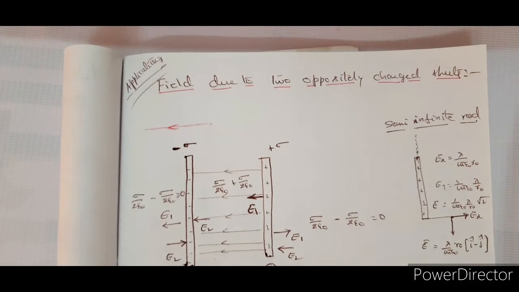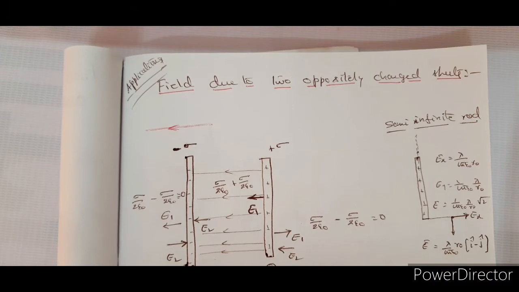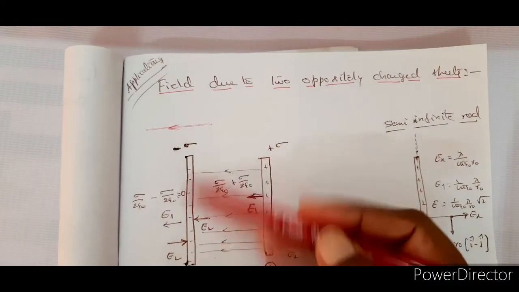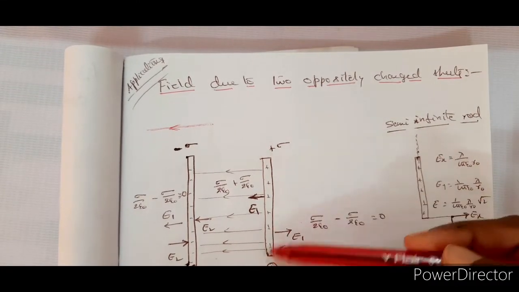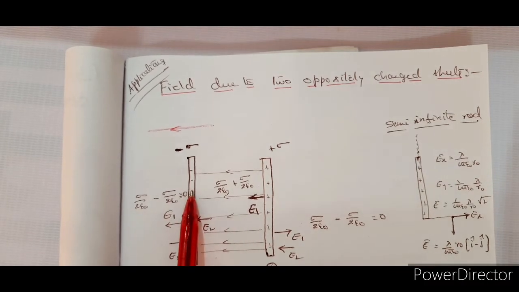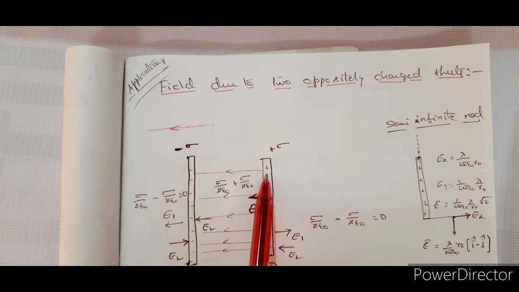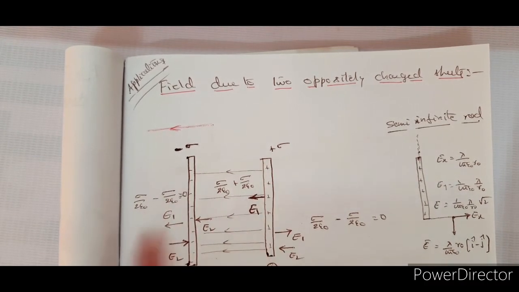So now what do you see on the screen? Field due to two oppositely charged sheets. That means you are taking them as infinite sheets. So when you talk about infinite sheets, I am taking negative here and positive here. So that means my field direction is in the negative x-axis direction. Okay, I took it like that.